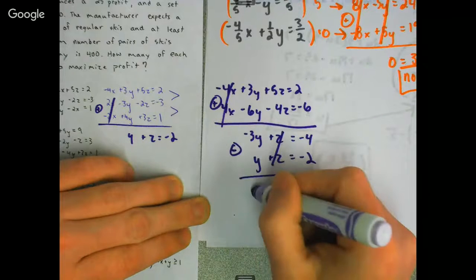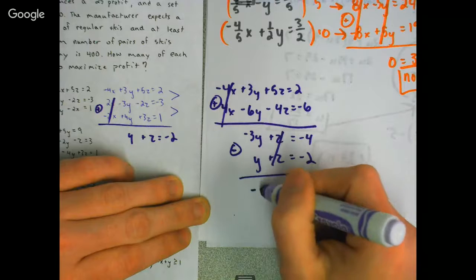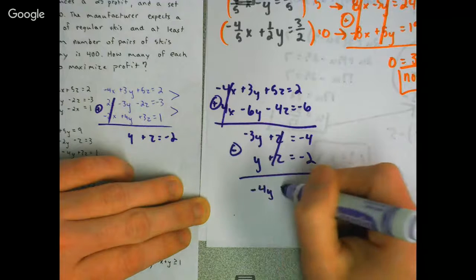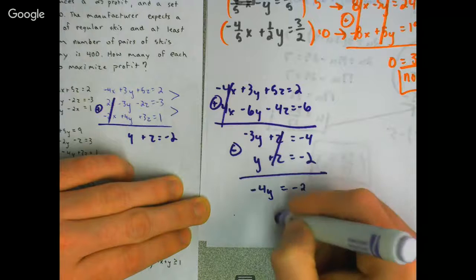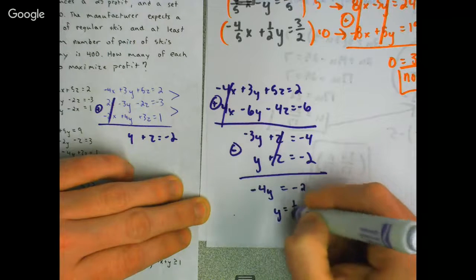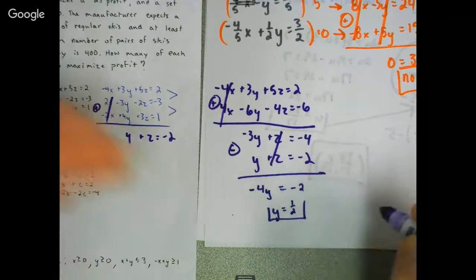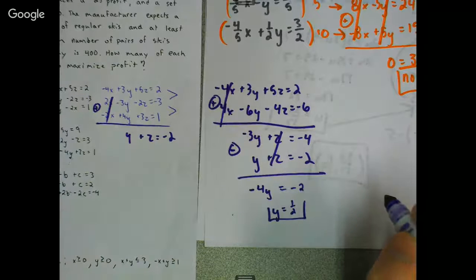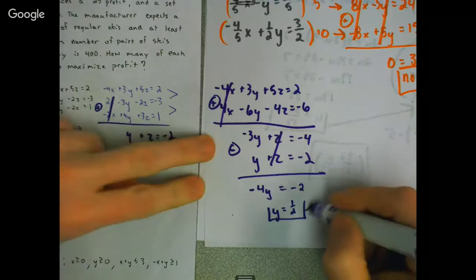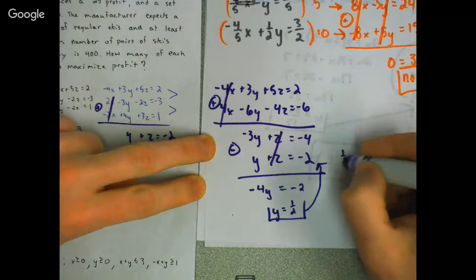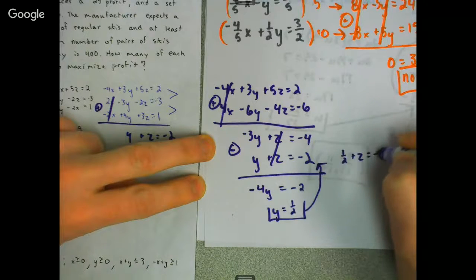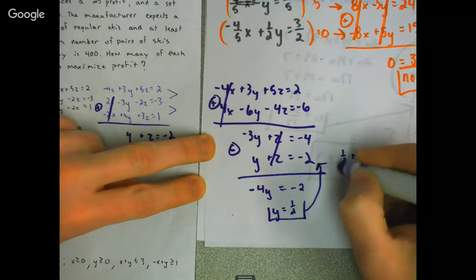So I get negative 4y equals negative 2. So you get y equals a half. Now that I have y being a half, we'll plug it back in to, let's say, this equation and get z. So a half plus z equals negative 2. So subtract a half.